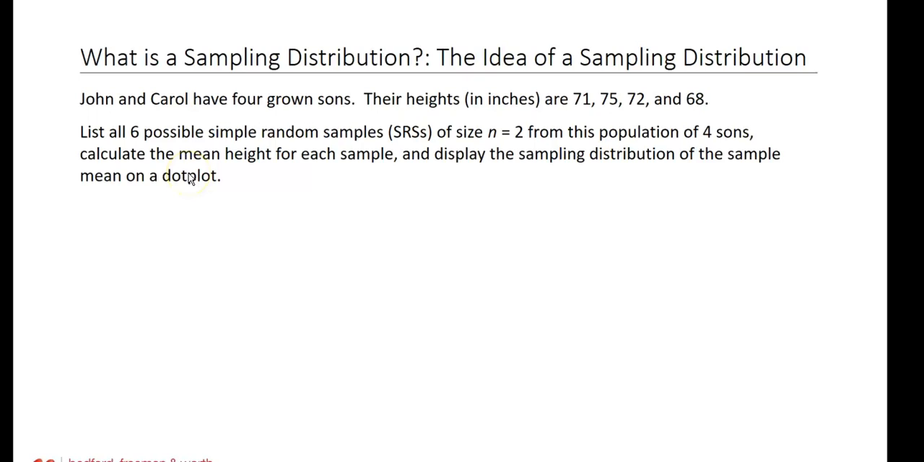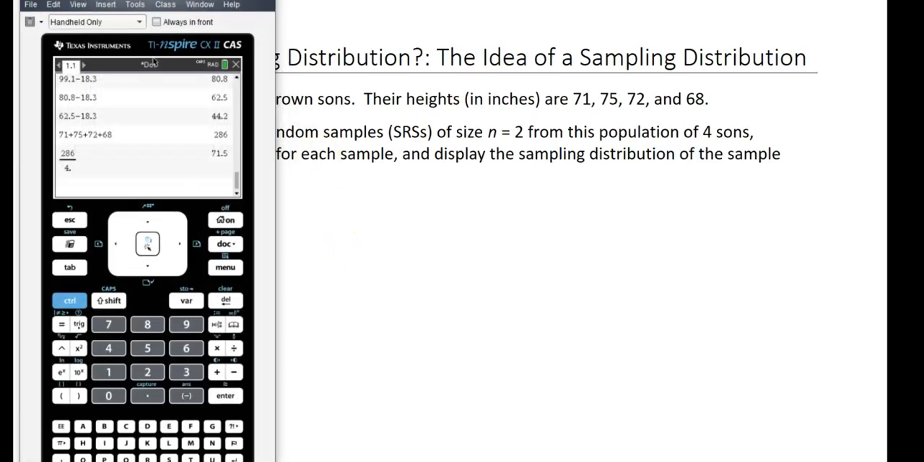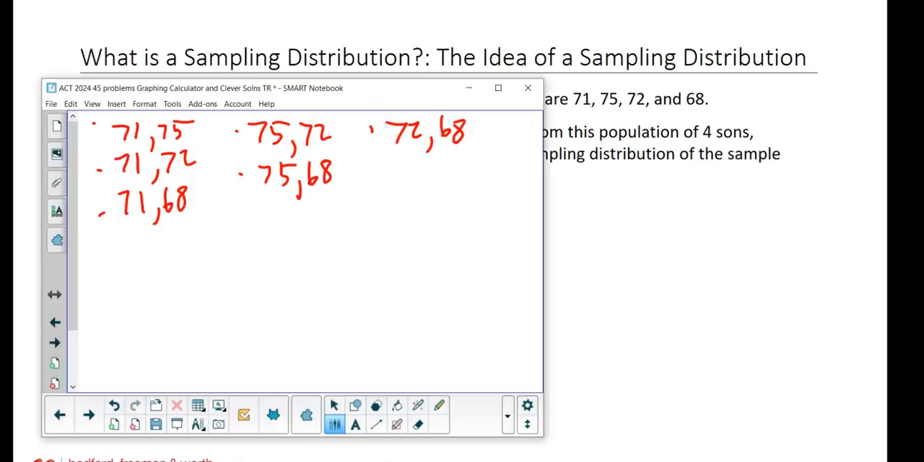We would have to calculate the mean height in each sample, and that would be pretty easy to do. So if you wanted to calculate the mean, the mean of these two, 71 and 75, would be 73. This would be 71.5. This would be, I think, 69.5.